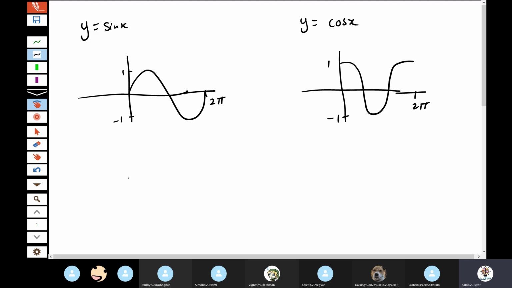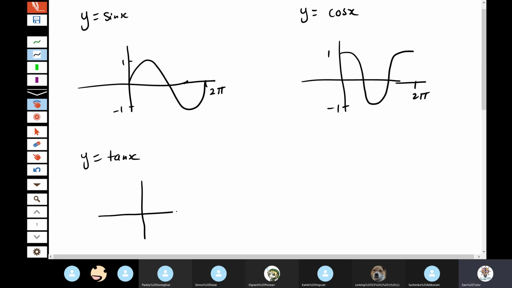Tan x looks like this and has an asymptote at 90 degrees, and tan has a period of only pi. Tan does not have any amplitude. So we're all happy with that? We've kind of memorized that, or can memorize that.